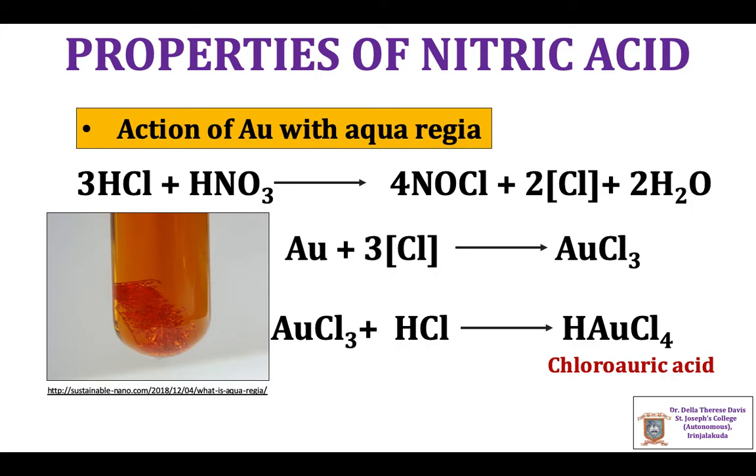When these two acids are mixed together, the product obtained is NOCl plus nascent chlorine plus water. And this nascent chlorine reacts with gold to give gold chloride, auric chloride, AuCl3. AuCl3 further dissolves in HCl to give chloroauric acid. Thus, gold dissolves in aqua regia.